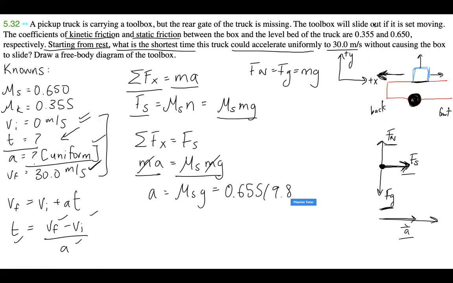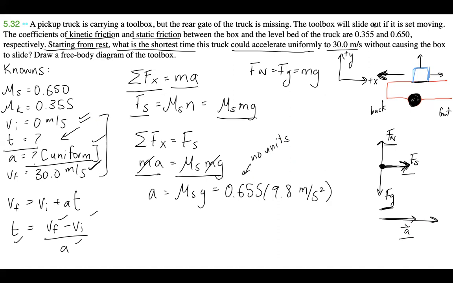times 9.8. And I didn't write down our units, but 0.655. So coefficients of friction will never have any units because it's just a coefficient, right? So no units. And that's why I wanted to write units this time, even though I usually don't. But here we do. Gravity is an acceleration, right? So that's going to have units meters per second squared.